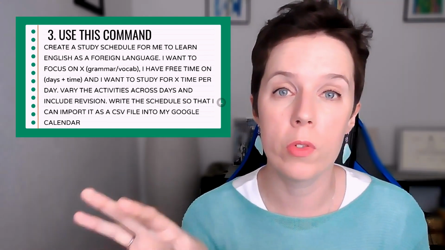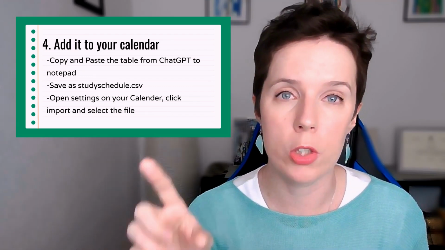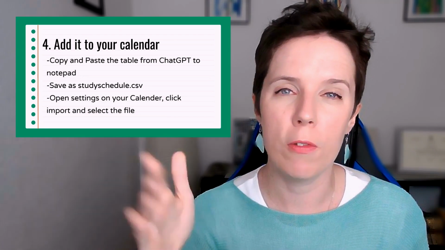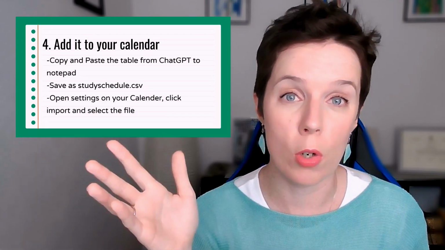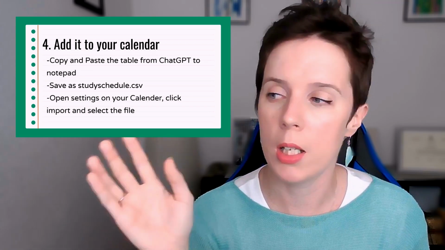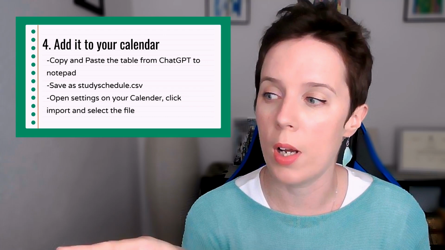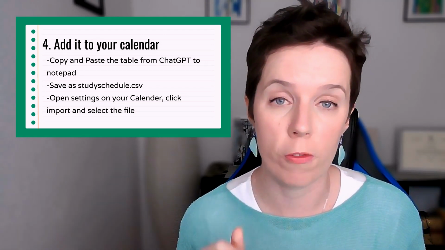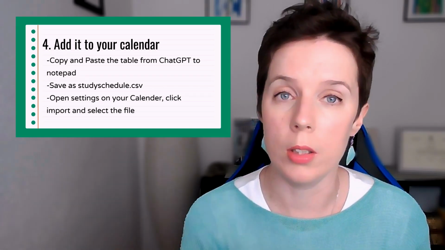Okay, and then once you've got that schedule from ChatGPT, you're going to copy and paste it into Notepad, into a text file. It's going to give you a weird bunch of letters and numbers that don't make much sense, but don't worry, it's there. Save it as schedule.csv and then open your calendar, click import and select that file. And that'll go onto your Google Calendar or your iCalendar.